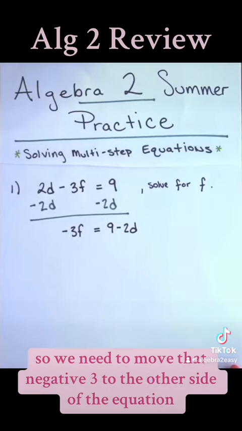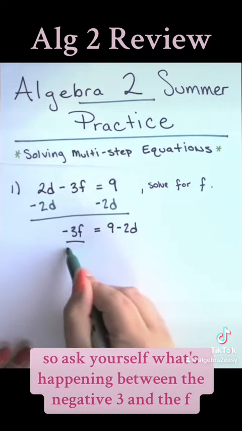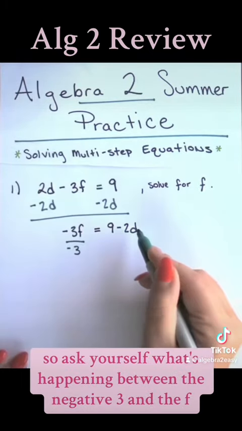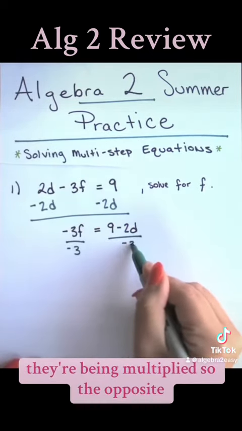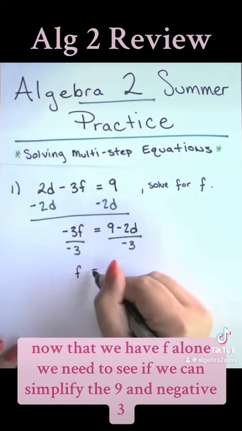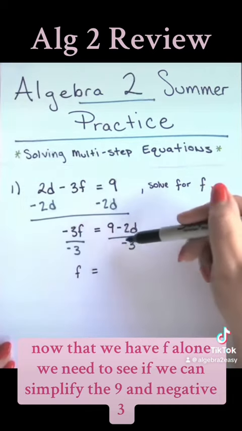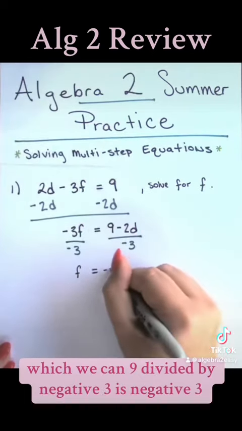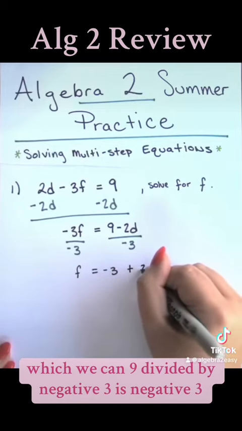So we need to move that negative 3 to the other side of the equation. So ask yourself, what's happening between the negative 3 and the f? They're being multiplied. So the opposite of that would be to divide by negative 3. Now that we have f alone, we need to see if we can simplify the 9 and negative 3, which we can. 9 divided by negative 3 is negative 3.